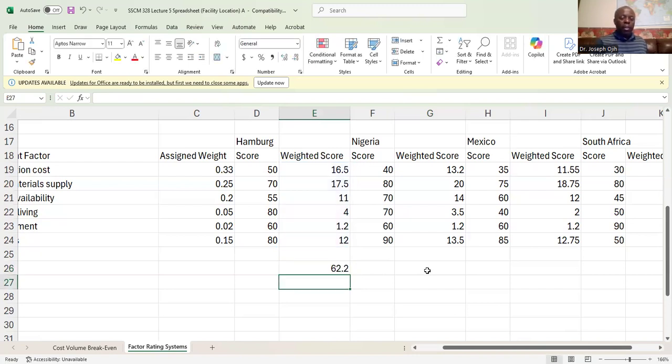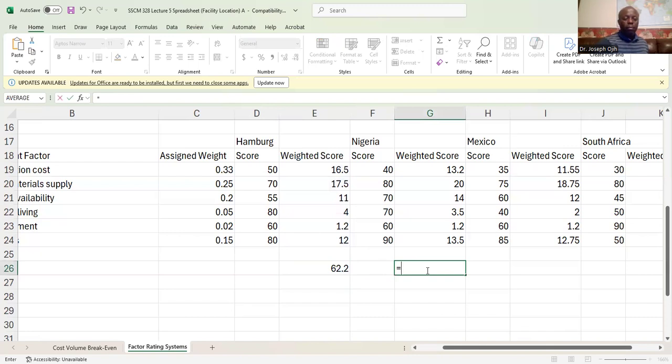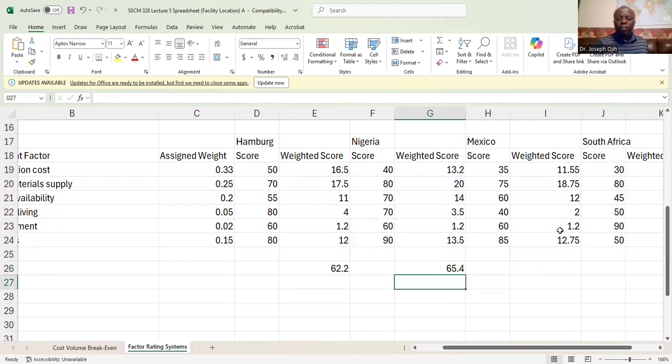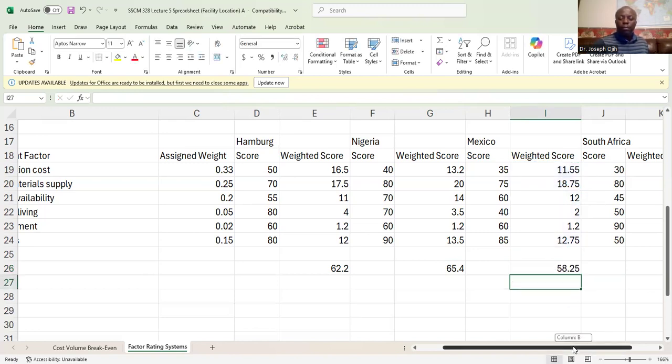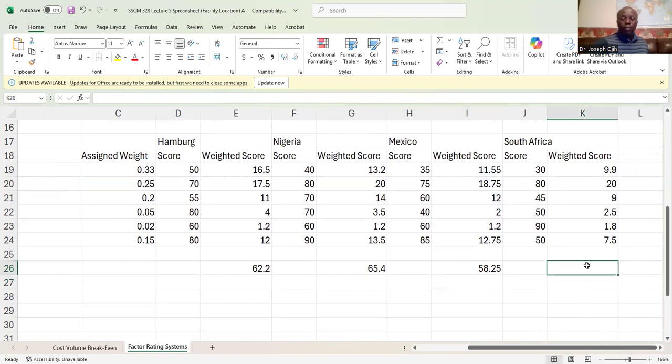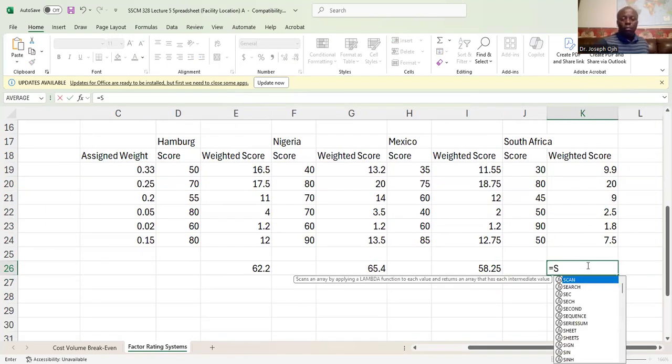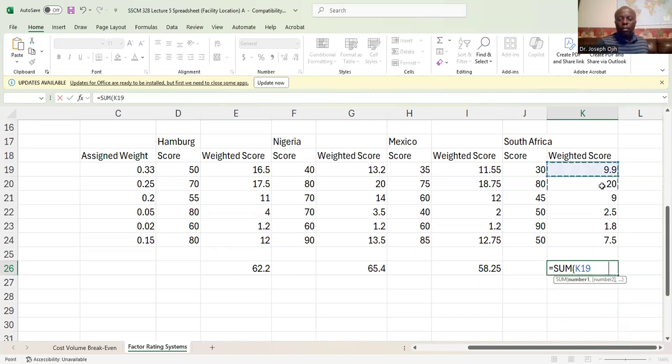Okay. Now I'm going to use the formula again here. Equals sum. Highlight this. Press the enter key. Now for Mexico, equals sum. Highlight all this. Then for South Africa, sum, highlight all this. Press the enter key.